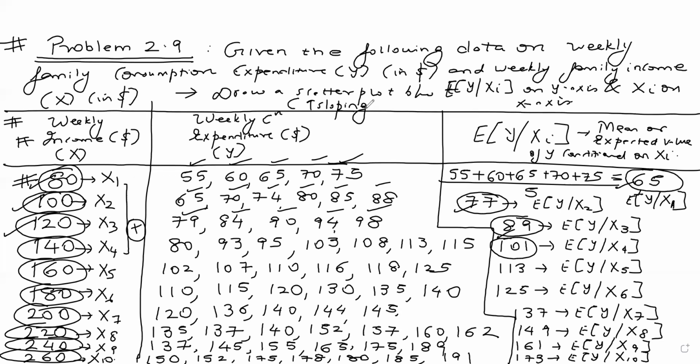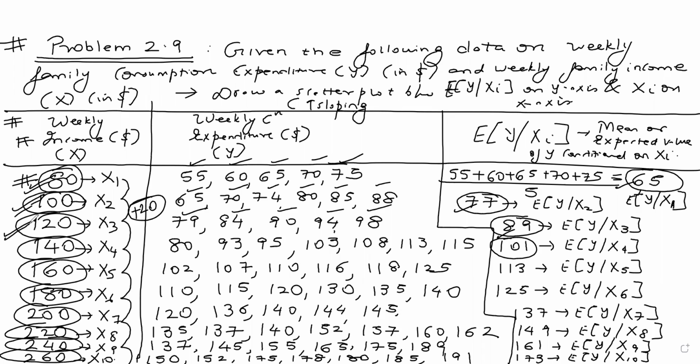Will it be concave, convex, or linear? For that, look at the slope. How do I find the slope? Very simple. It's nothing but change in y by change in x. You can clearly see that weekly income every time is increasing by how much? It's increasing every time by 20. From 80 to 100, 100 to 120, and so on.